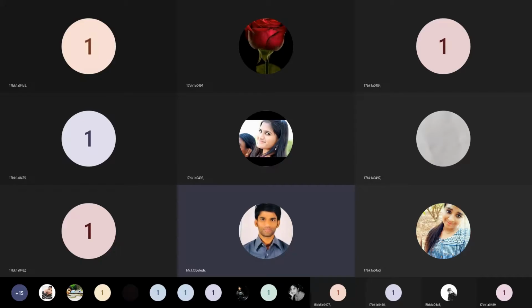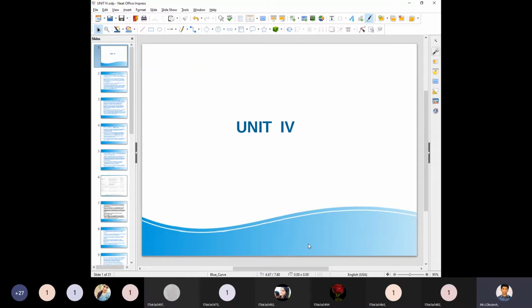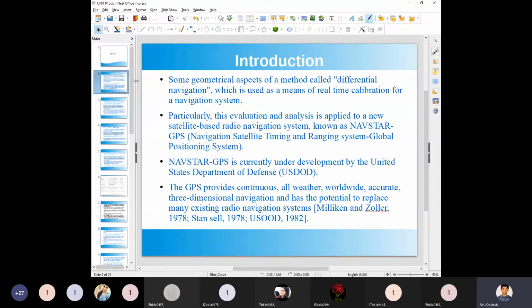Unit 4 is the Differential Global Positioning System. In that, we need to know the introduction first. Some geometrical aspects of a method are called differential navigation.